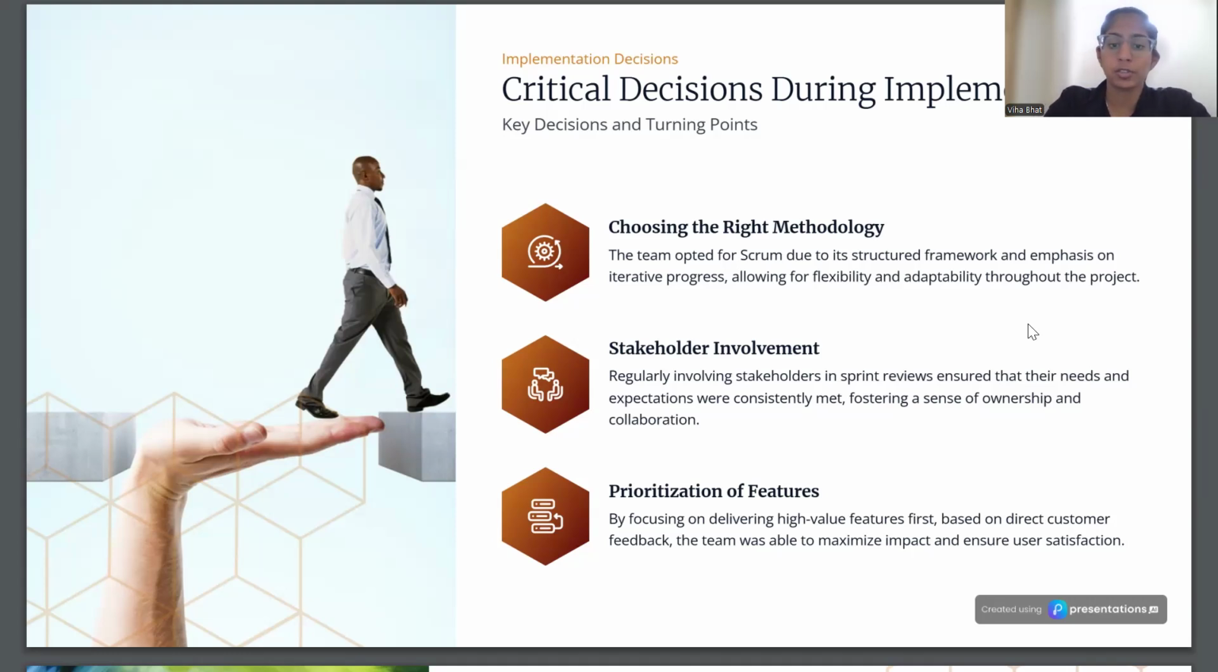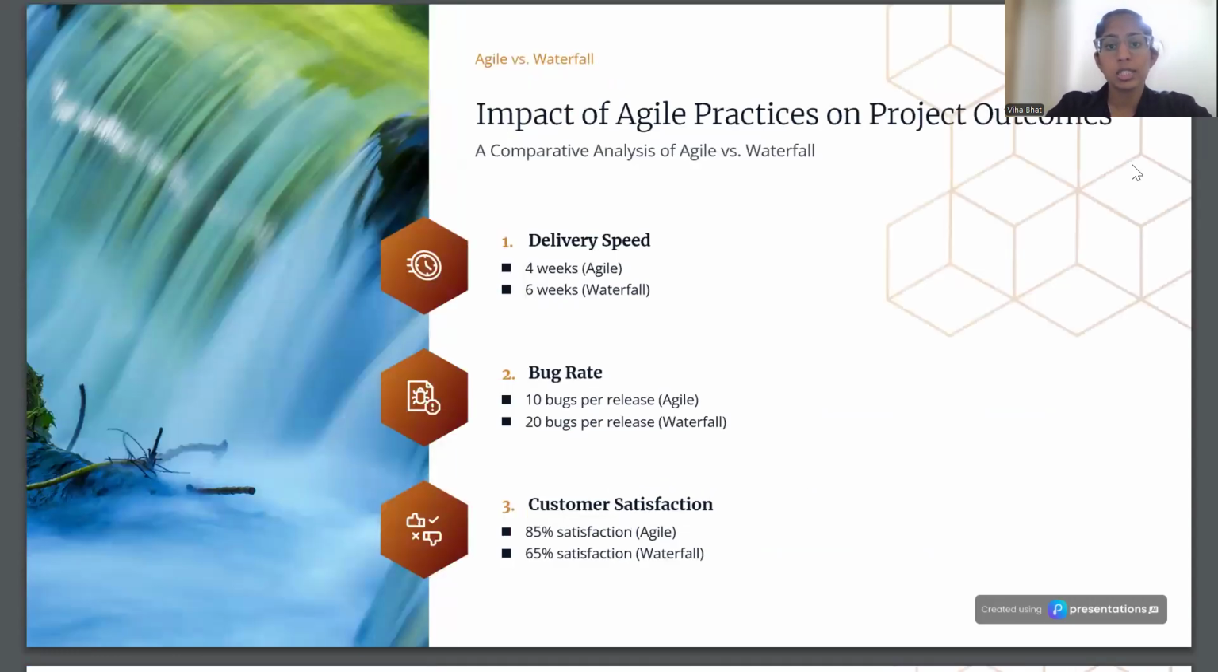Next is prioritizing of features. By focusing on delivering high value features first, that is, you know what your stakeholder wants, but you also need to figure out what their priorities are, which of those features they actually look forward to, and which of those features are just add-ons that they hope they have. By prioritizing those features based on direct customer feedback, the team was able to maximize impact and ensure user satisfaction. Next, we're going to see the impact of agile practices on project outcomes.